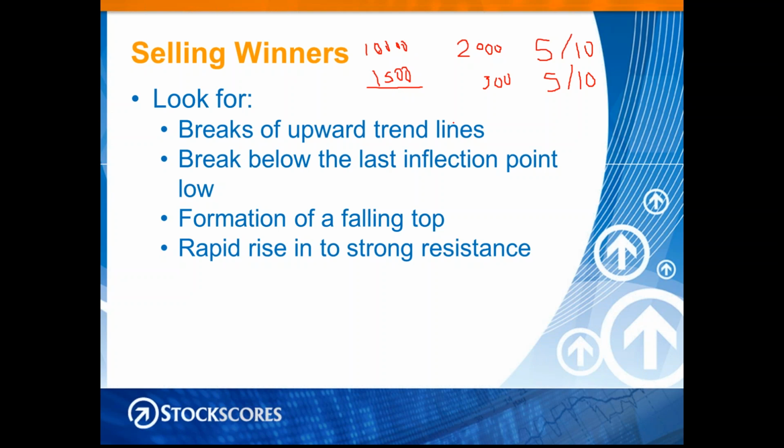So when we sell our winners, what are we going to look for? Well, I've kind of given you a little bit of a hint already. We're going to look for stocks that are breaking their upward trend line. We're going to look for stocks that are breaking below the last inflection point low. The formation of a falling top is a negative signal. And if there's a real rapid rise into a strong resistance level, an old ceiling price, we might exit when it gets up to that resistance level.